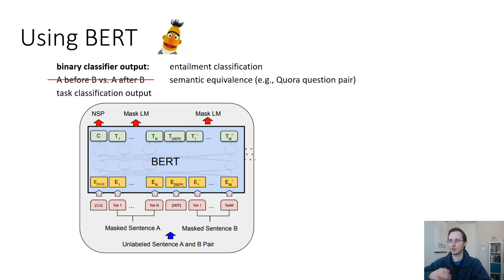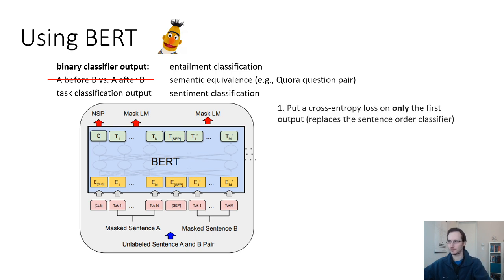Like entailment classification, semantic equivalence. Semantic equivalence means given two sentences, are they the same? Do they have the same meaning? Sentiment classification, and so on. So if these are problems where you take a sentence or two sentences as input and you produce a class label as output, then you can use that first position. So you put a cross-entropy loss on only the first output, and then you fine-tune the whole model end-to-end on this new task. So fine-tune just means train it some more on that new task.